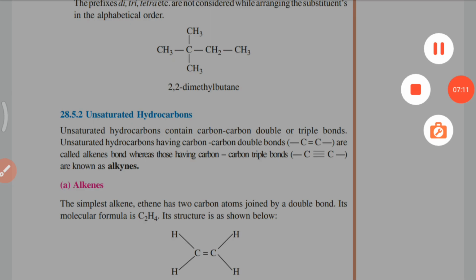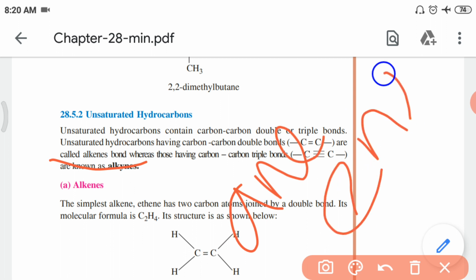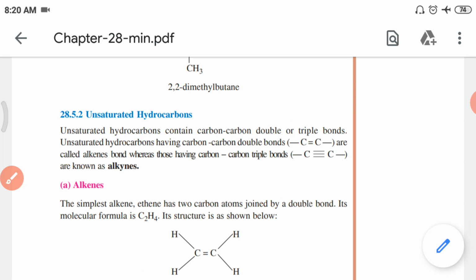The carbon compounds which contain a double bond are known as alkenes. Alkene, A-N-E-N-E. Previously, we used A-N-E for single bond. For double bond, it is E-N-E. If a carbon compound contains only one double bond, then its name is changed as alkene. For ethane, it is changed as ethene.